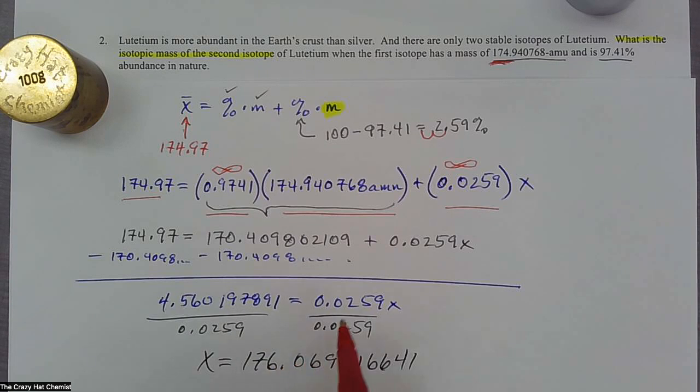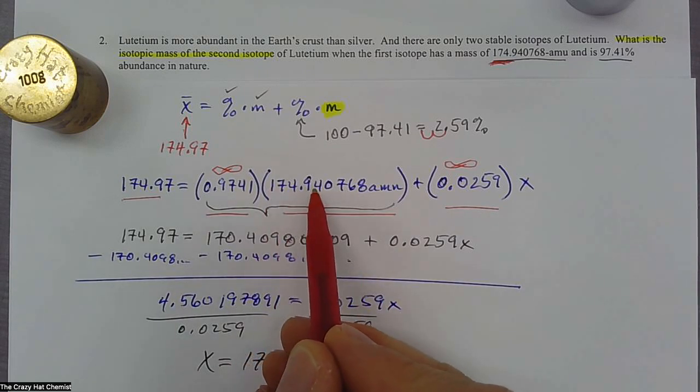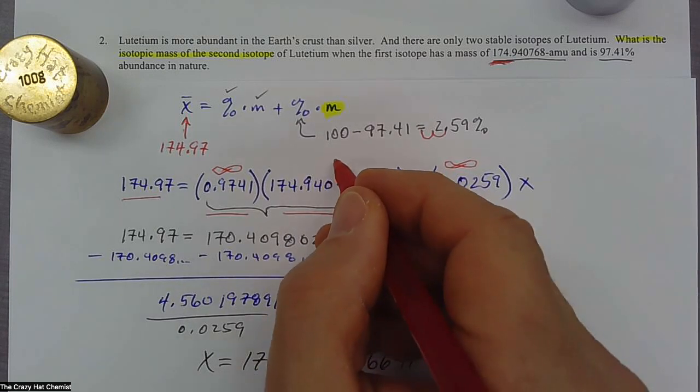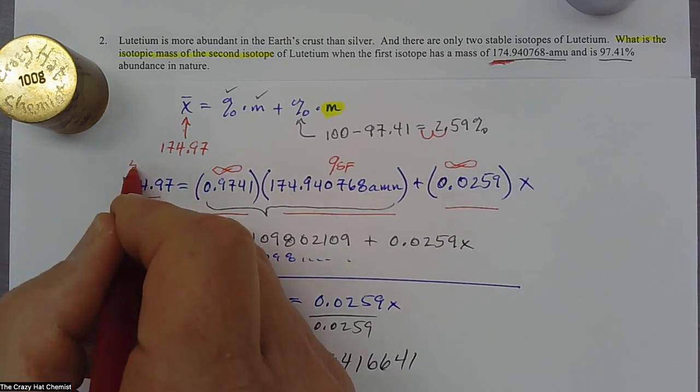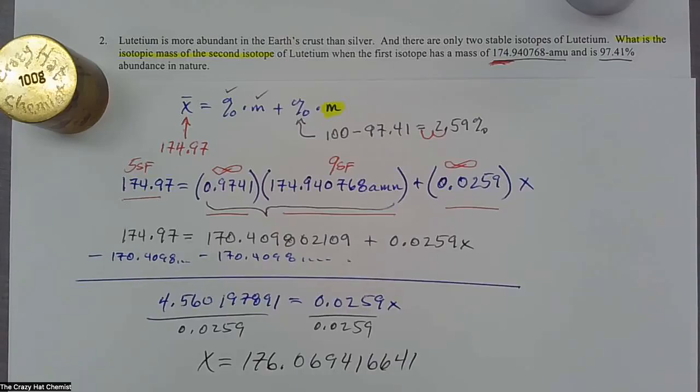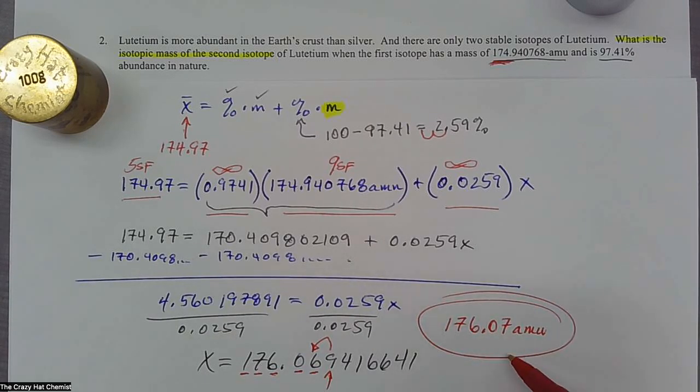So we're looking at significant figures. This number has 1, 2, 3, 4, 5, 6, 7, 8, 9 significant figures. This number has 1, 2, 3, 4, 5 significant figures. The fewest number of significant figures is 5. So I'm going to round my answer to 1, 2, 3, 4, 5 significant figures. I'm rounding with that 9. That's 5 or greater. Add 1 to the preceding digit. 176.07 atomic mass units is the mass of the second isotope of Lutetium.